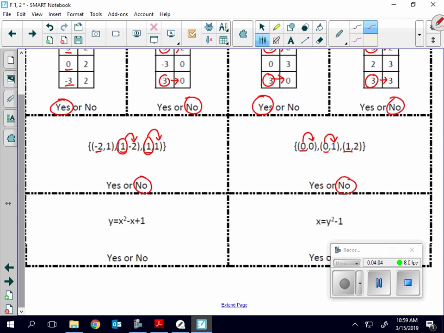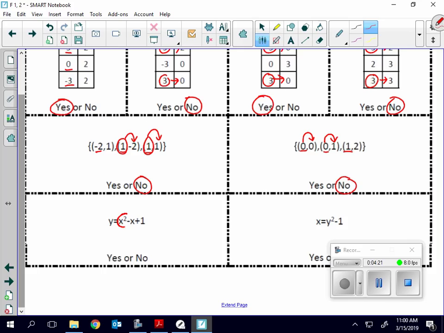And this last one, again, still looking to see if it's a function. Not if it's linear, that's a different question. You guys know this one's not linear, but we're asking, is it a function? Well, you have to think about what this might look like. We actually did this briefly.